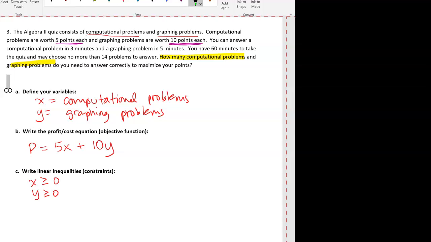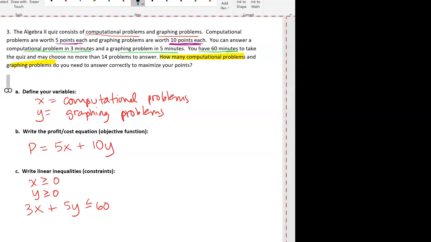So then the other pieces, let's go to the middle here. You can answer a computational problem in 3 minutes, a graphing problem in 5, and then you have 60 total minutes. So all of that time has to go into the same inequality. So we've got computational is 3 minutes, so we want 3x since x is computational. Graphing for 5 minutes, so plus 5y, and you can't go over 60 minutes, so you can be less than or equal to 60.